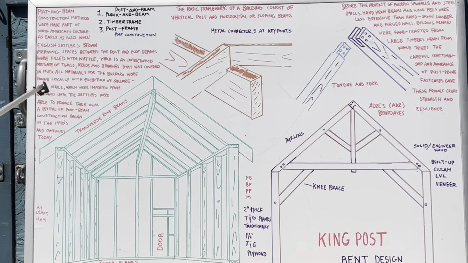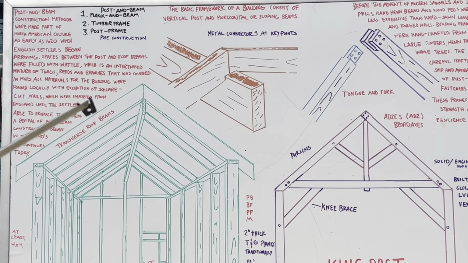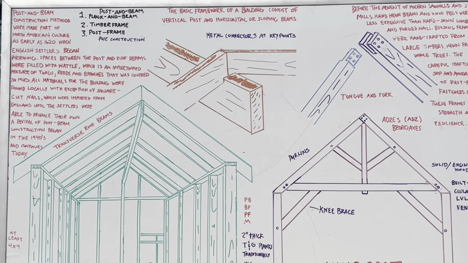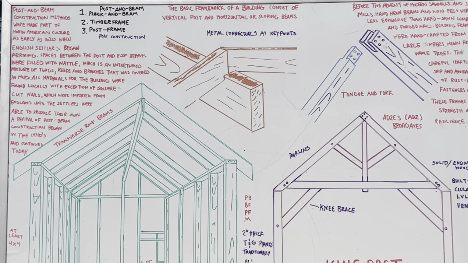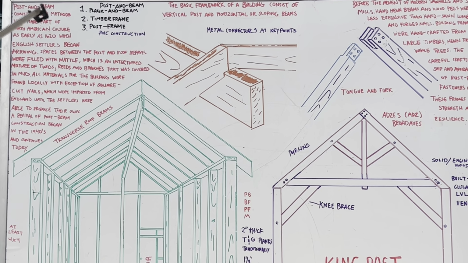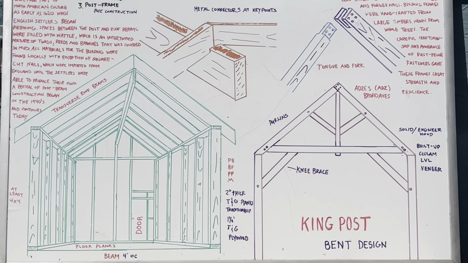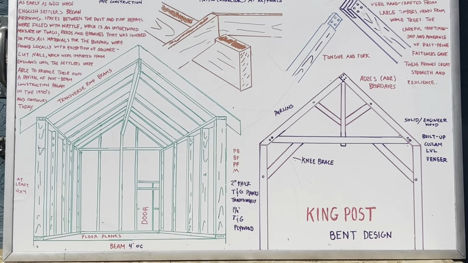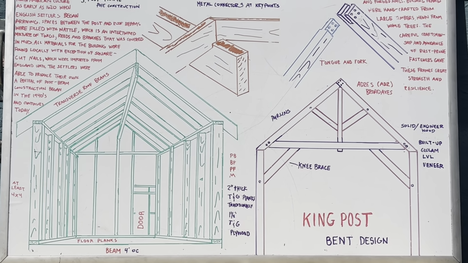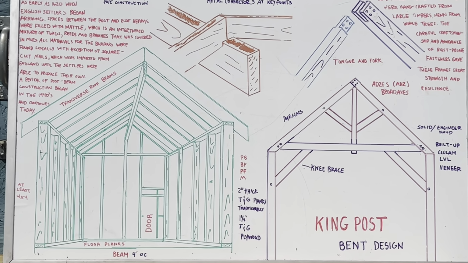First off, post and beam construction methods were made part of North American culture as early as 1620 when English settlers began arriving. The spaces between the posts and roof beams were filled with wattle, which is an intertwined mixture of twigs, reeds, and branches that was covered in mud. All material for the building was found locally, with the exception of square-cut nails, which were imported from England until the settlers were able to produce their own. A revival of post and beam construction began in the 1940s and continues today.